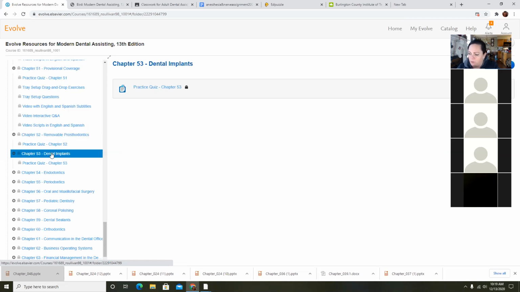So 4 to 6 months later, we do what? We expose that implant, and then we need to put what on it? A healing abutment. Yeah, okay, a healing abutment. But our final goal is to get a crown on that tooth, right?